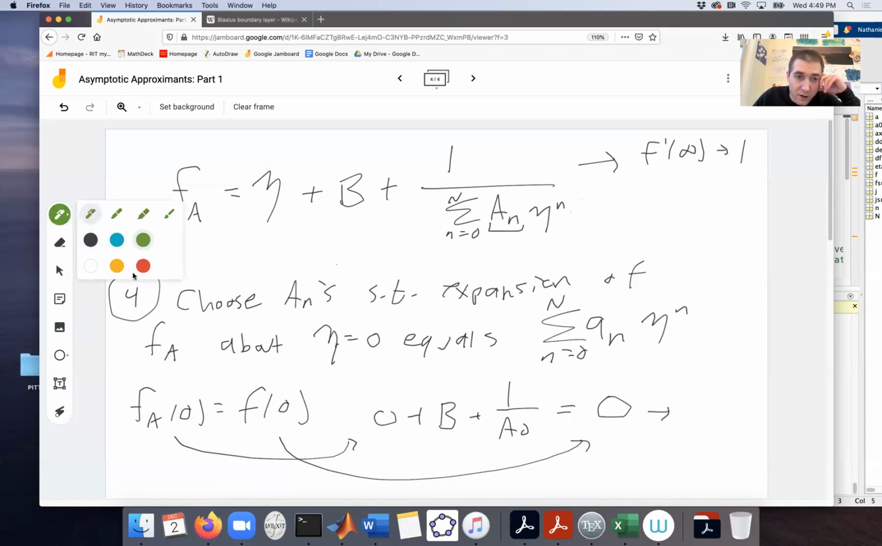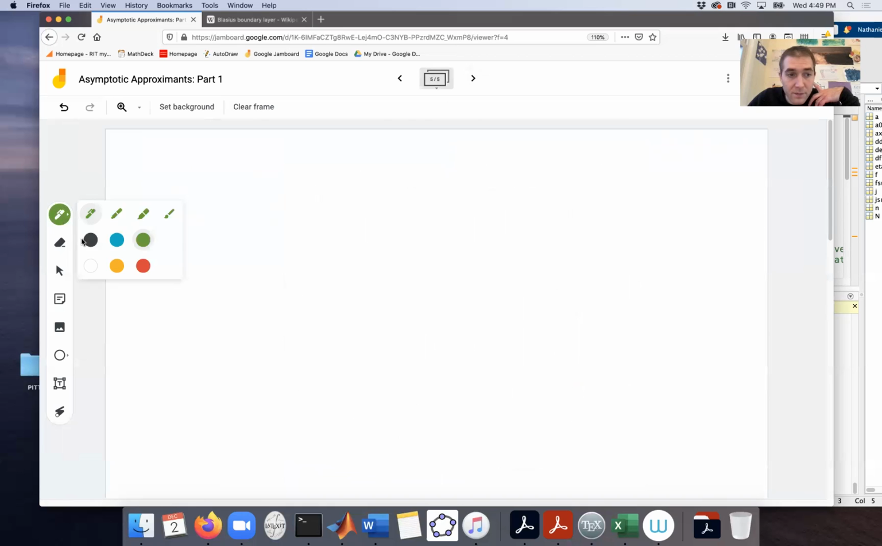So this matches, and this gives us one of our capital A's. It tells us that a sub 0 equals negative 1 over b. If you choose your capital A sub 0 to be negative 1 over b, it will match the first initial condition, or the first term in your power series solution. So let's just keep doing this. How about f prime of 0? We want that to also equal f prime of 0.